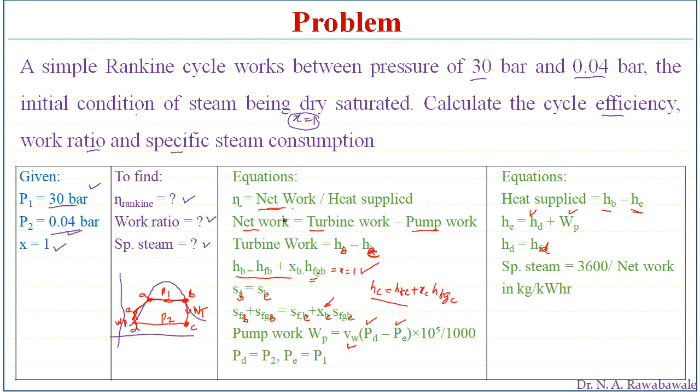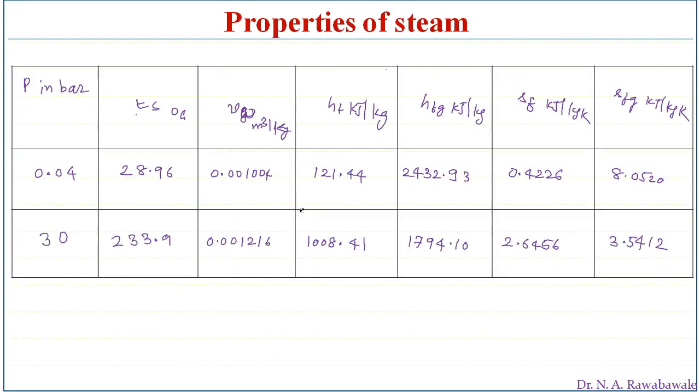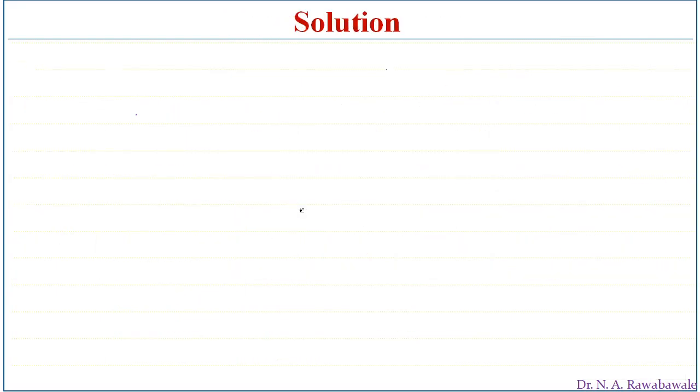So we'll start in reverse direction. How to start in reverse direction, that we will discuss. Very first, we want to find out enthalpy at point D. To find out enthalpy at point D, here this is the TS diagram.